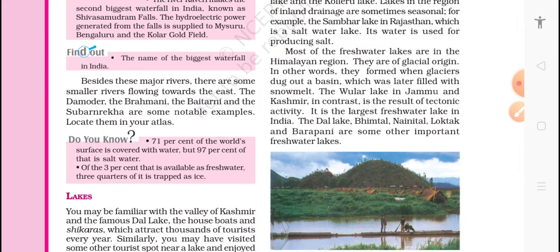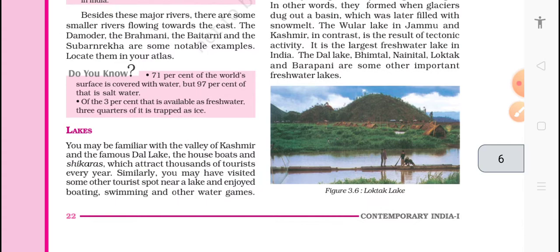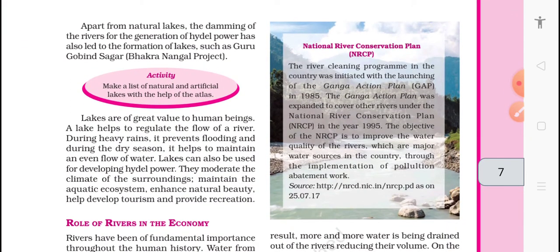Most of the freshwater lakes are in the Himalayan region. They are of glacier origin. In other words, they form when a glacier digs out a basin which is later filled with snow melt. The Wular Lake in Jammu and Kashmir, in contrast, is a result of tectonic activity. It is the largest freshwater lake in India. The Dal Lake, Bhimtal, Nainital, Loktak and Barapani are some other important freshwater lakes. Apart from natural lakes, the damming of rivers for the generation of hydropower also leads to the formation of lakes, such as Guru Gobind Sagar in the Bhakra Nangal project.